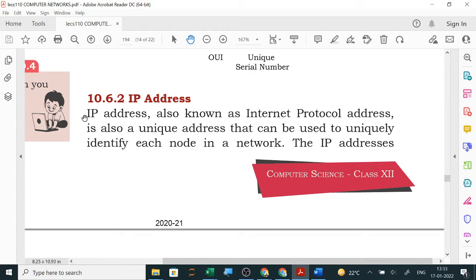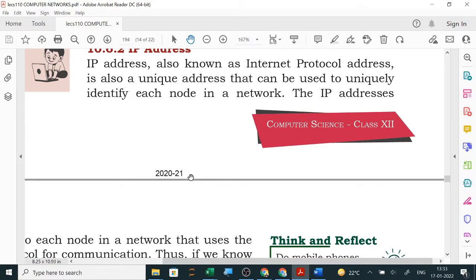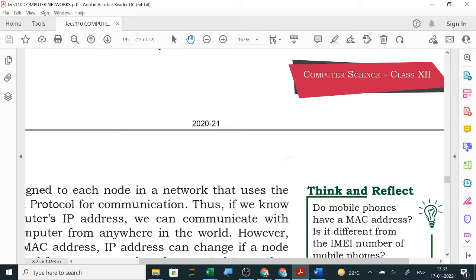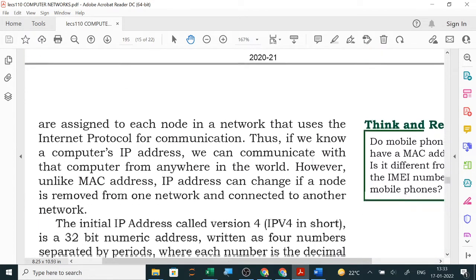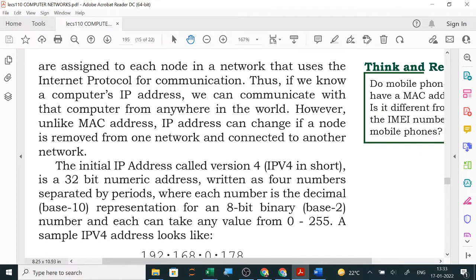Next, IP address. An IP address, also known as Internet Protocol address, is also a unique address that can be used to uniquely identify each node in a network. The IP addresses are assigned to each node in a network that uses the Internet Protocol for communication. Thus, if we know a computer's IP address, we can communicate with that computer from anywhere in the world.